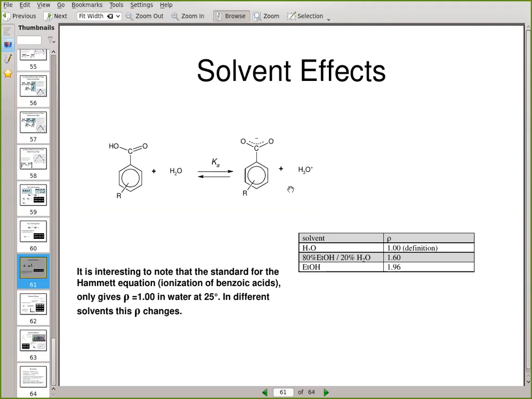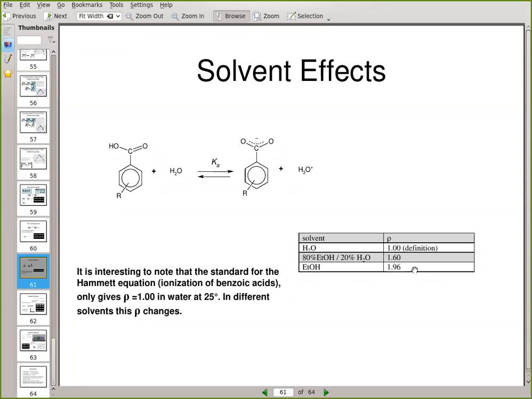But what's interesting about this reference reaction, the standard, is that if we plot log kx over log kh against sigma against itself, of course we get a gradient of 1. That's by definition, because that's our standard. But if we change the solvent and plot it against water, so if we change the solvent to 80% ethanol, 20% water, you can see that the reaction constant changes. And if you work in pure ethanol, the reaction constant is different again.